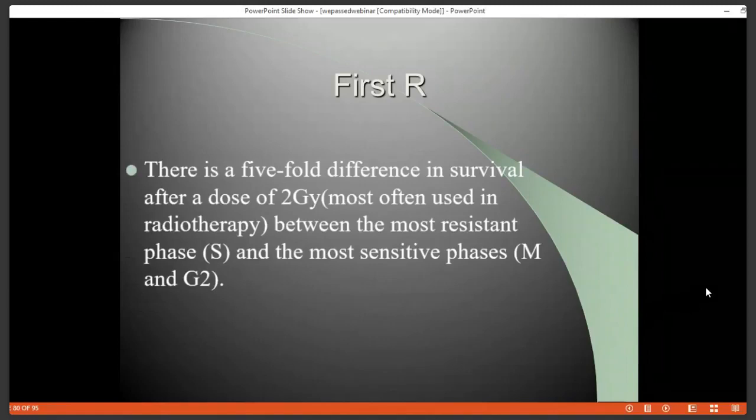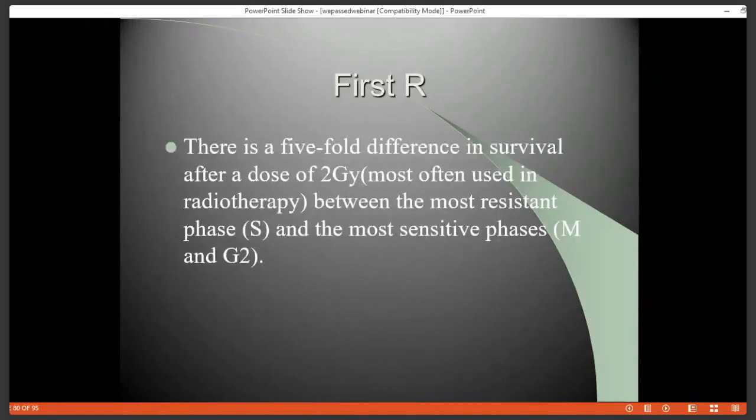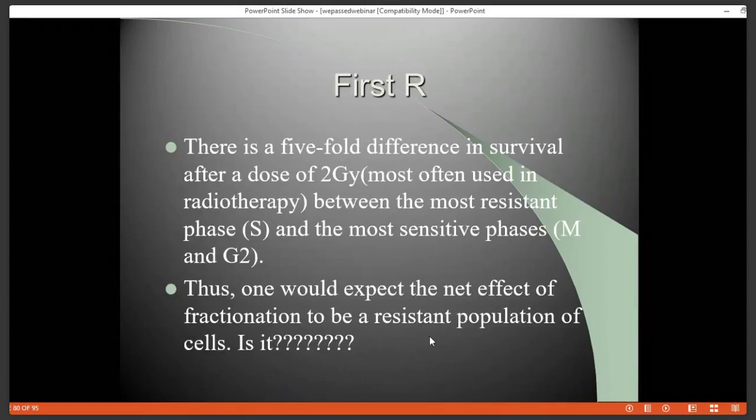So what's happening here? With today's dose of radiation, there's a 5-fold difference in survival after a dose of 2 gray. A lot of us are giving 180 centigray a day, 200 centigray a day, 250 centigray a day, in that range, between the most resistant phase and the most sensitive phase. That means 5 times as many cells are killed in M and G2 compared to S, the most resistant phase, with today's dose of radiation. So we tend to kill the more rapidly dividing cells. Those that are slower in division, that are locked in the S phase during division delay, tend to be more resistant, and those are the ones that are left behind. One would expect the net effect of fractionation to be a resistant population of cells. The question is, is it? After today's treatment, do we end up with a more resistant population of cells?